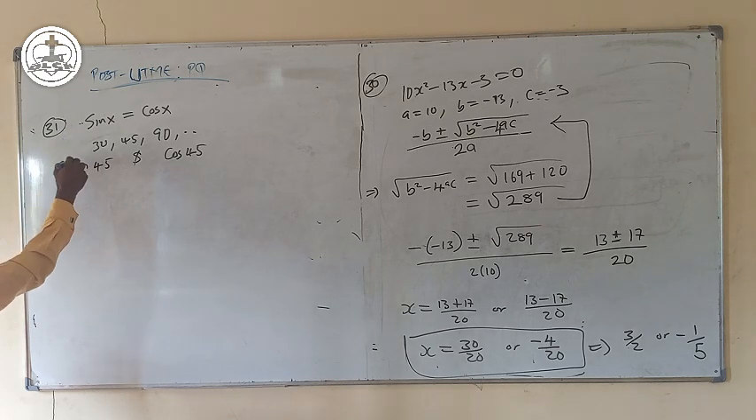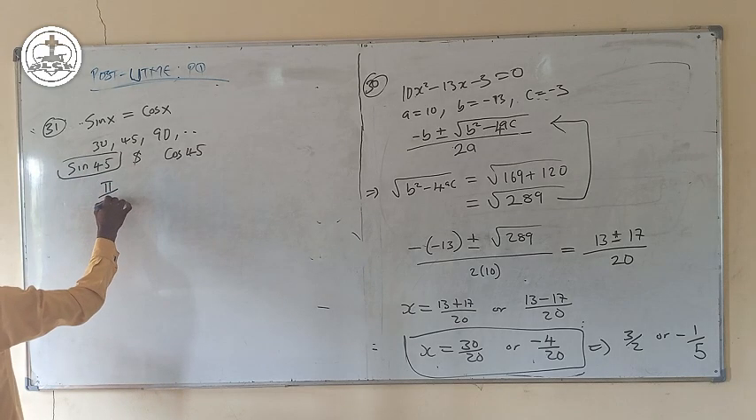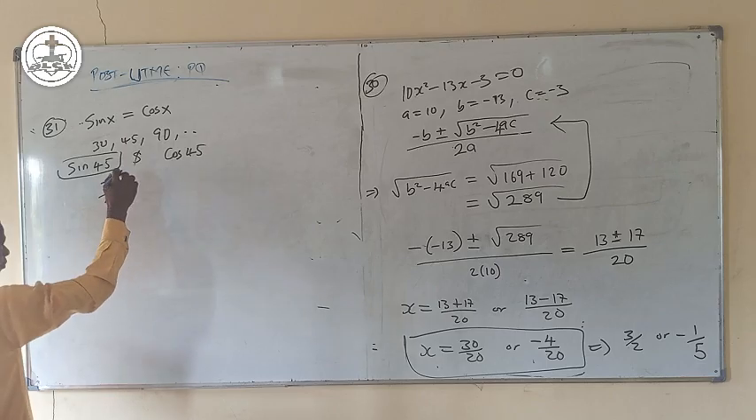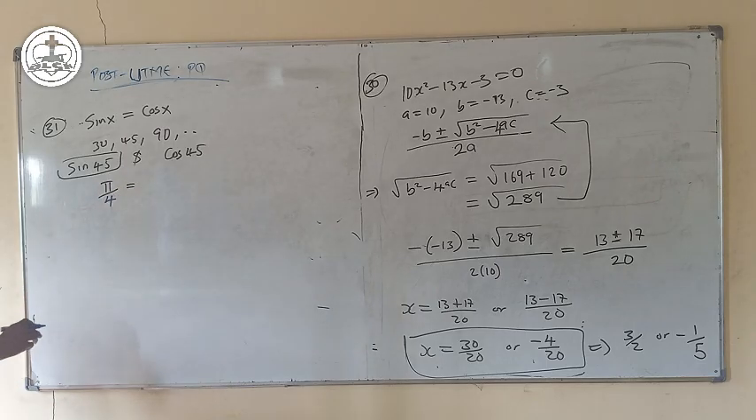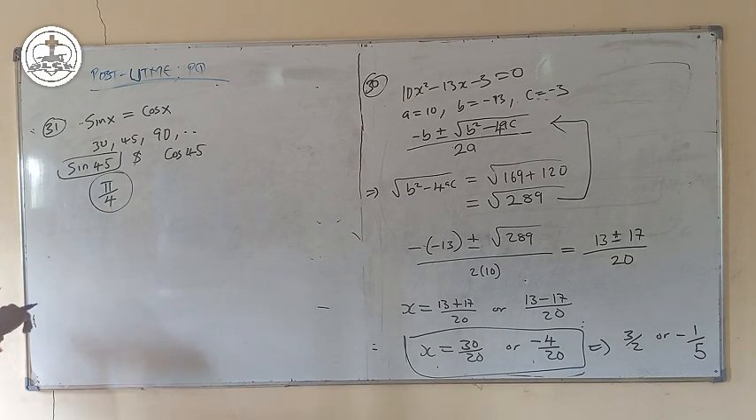So we can write this 45 as pi over 4. By our question, if sine x equals cos x, what is x in radians? Our x will be pi over 4.